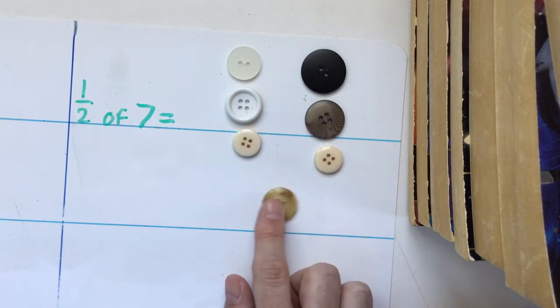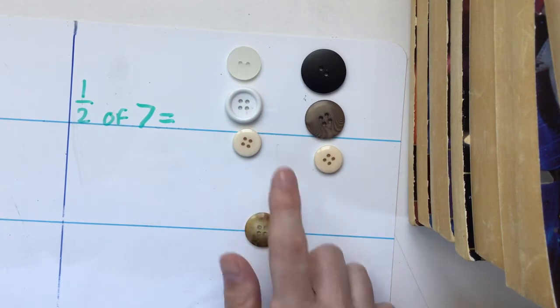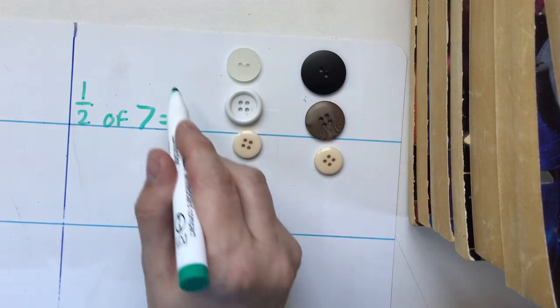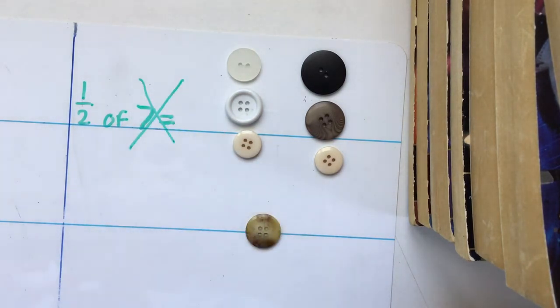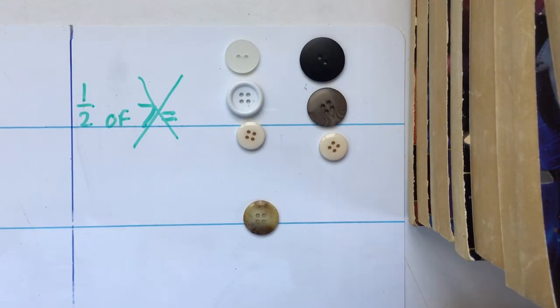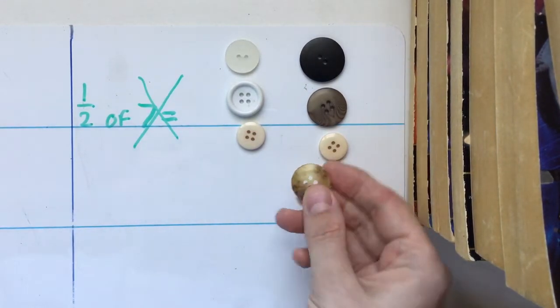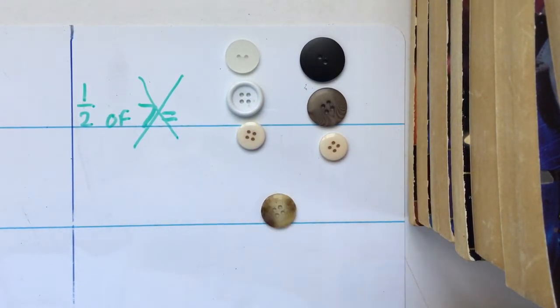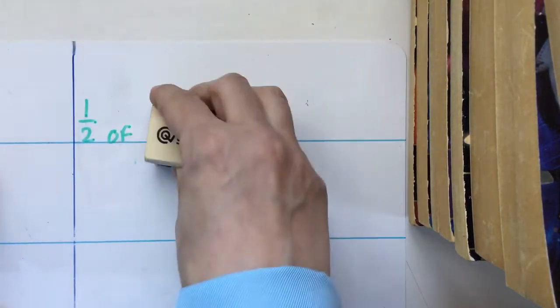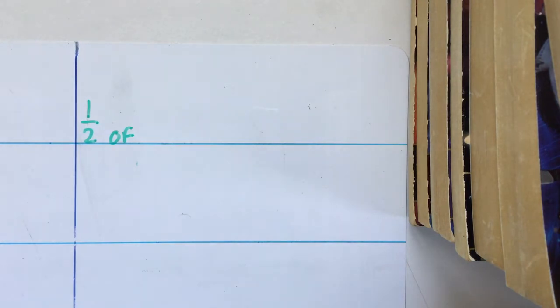Oh dear, we seem to have one left over, which means we can't have two equal groups, which means we can't do half of 7. I'm going to have to cross that one out because 7 is an odd number. And if we're halving something, we always have to do it with an even number. Because if it's an odd number, you're always going to have that one left over, aren't you? So let's try it with one more. We need to think of an even number, don't we?